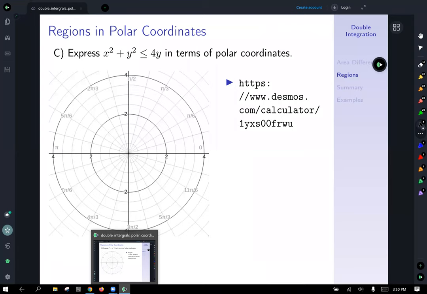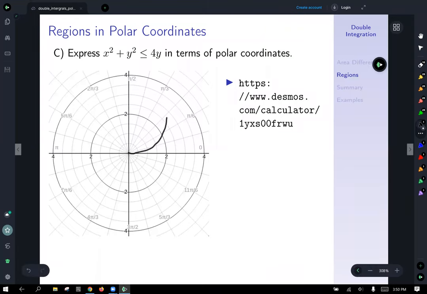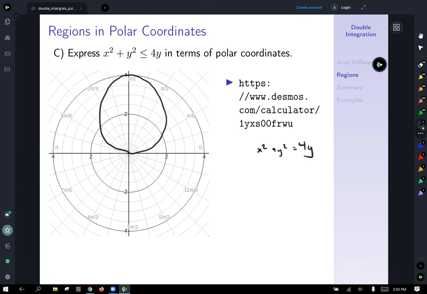All right, so this thing looks like it's going to be a circle, radius 2 centered at (0, 2). It's far from a perfect circle, but I think it's a circle nonetheless. Okay, so this begs the question, what are our limits of integration? Well, the first thing I'm going to do is convert this into polar coordinates. So x squared plus y squared equals 4y. I'm just saying equals instead of dealing with the inequality. We'll worry about that later.